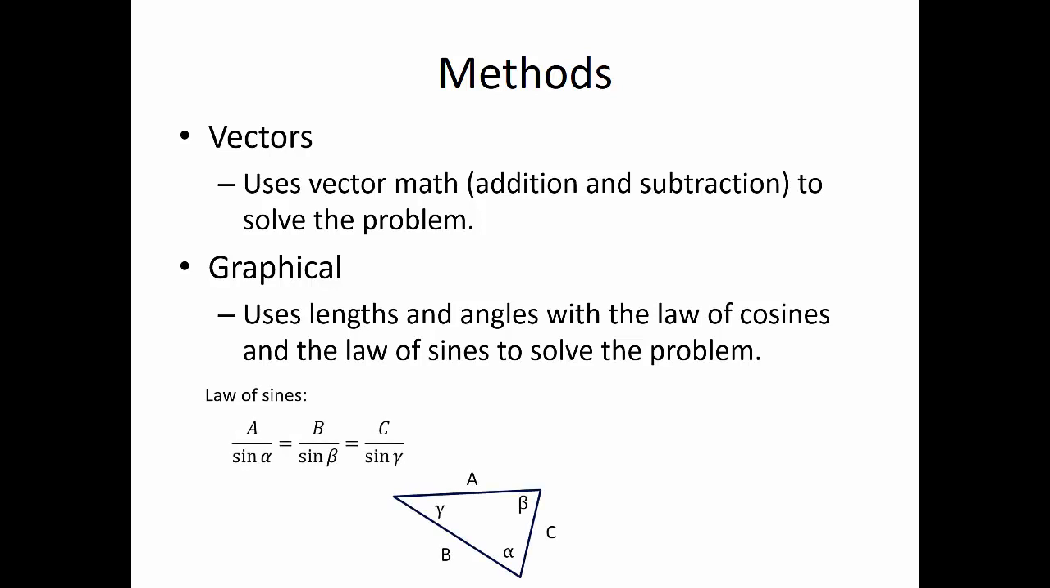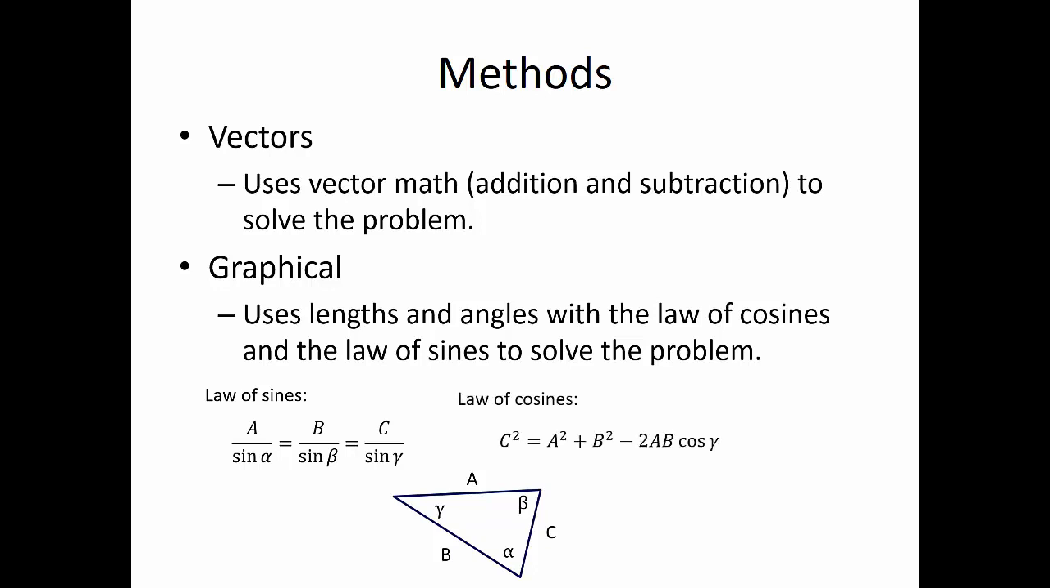As a reminder, the law of sines is as follows. If we've got a triangle with lengths A, B, and C, and angles alpha, beta, and gamma, where alpha is opposite the side A, beta is opposite the side B, and gamma is opposite the side C, then side A over the sine of alpha is equal to side B over the sine of beta is equal to side C over the sine of gamma.